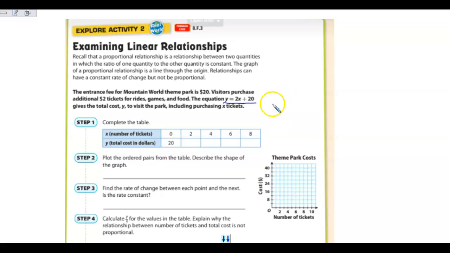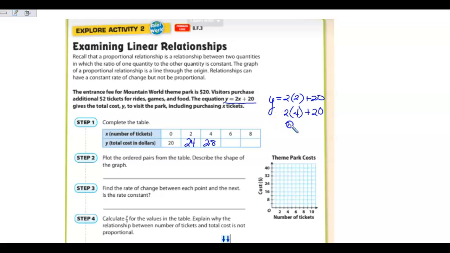But say they want to ride a couple of rides, so they're going to buy 2 tickets. So we're going to replace the X value with the 2, and we're going to solve for Y. So 2 times 2 is 4. 4 plus 20 is 24. So it's going to cost them $24 if they purchase 2 tickets. What if they purchase 4 tickets? So we'll have the 4 replacing the X this time. 2 times 4 is 8. 8 plus 20 is 28.